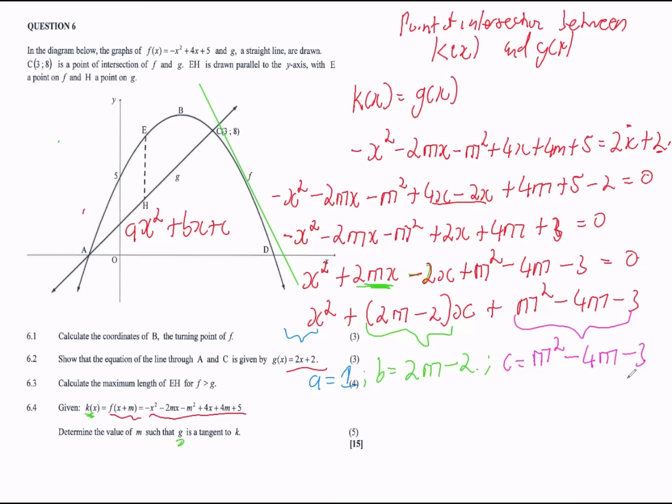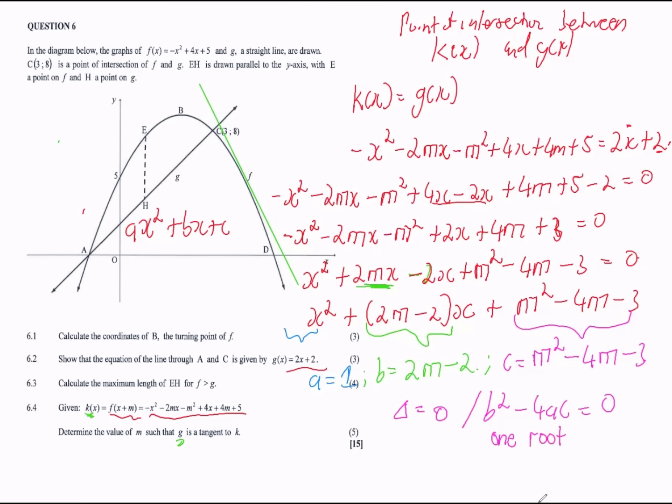Okay. So, now I want to use the nature of roots. We know that the graph and the tangent will only intercept once. If it intercepts once, it means it has one root. Now, according to our discriminant, if we have one root, that means our discriminant should be equal to 0. Discriminant, remember, is b squared minus 4ac. So my b squared minus 4ac should be equated to 0 because there is only one root.